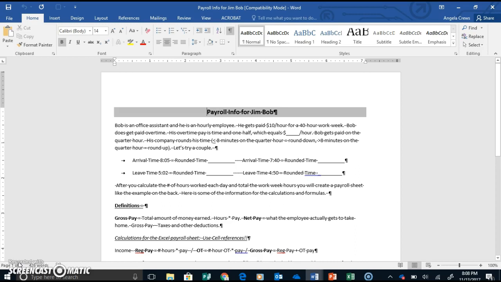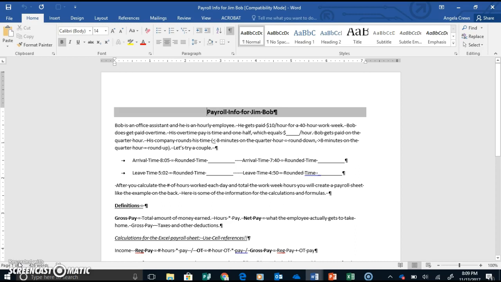Bob gets paid on the quarter hour. So what that means is he gets paid at 8, 8:15, 8:30, 8:45, and then 9. So it's like each hour you're trying to determine the 15-minute increment. So his company rounds his time. If he is less than 8 minutes on the quarter hour, you're going to round down. If it's more than 8 minutes on the quarter hour, you round your time up.